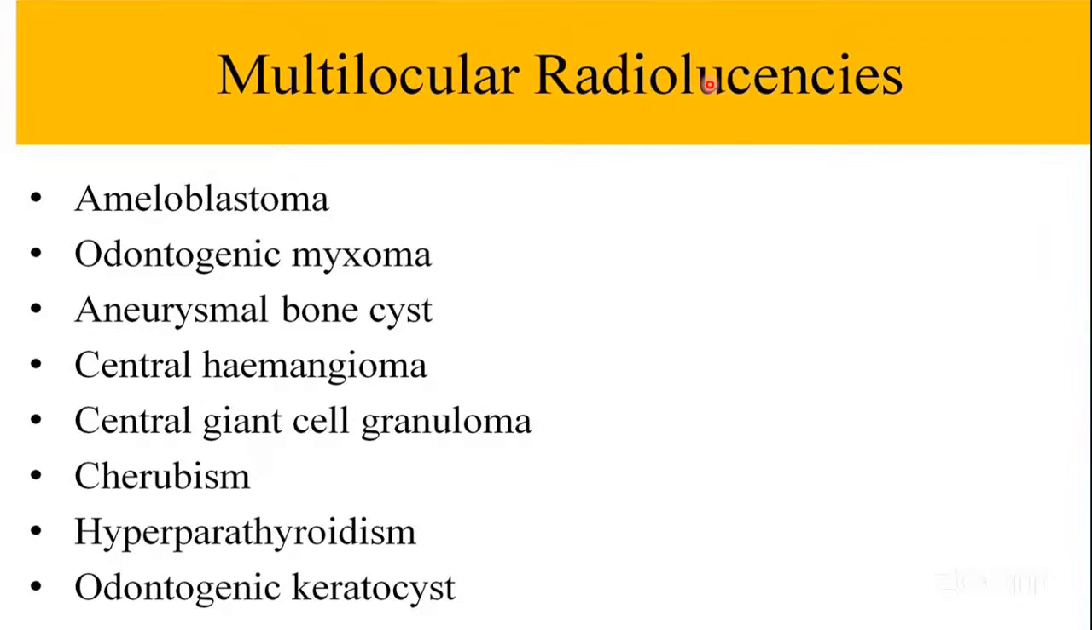And in case of central giant cell granuloma, we call it a wispy pattern. So try to remember that also. So these are the differential diagnoses of your multilocular radiolucencies. It can be either ameloblastoma or odontogenic myxoma. Now you know how to differentiate.